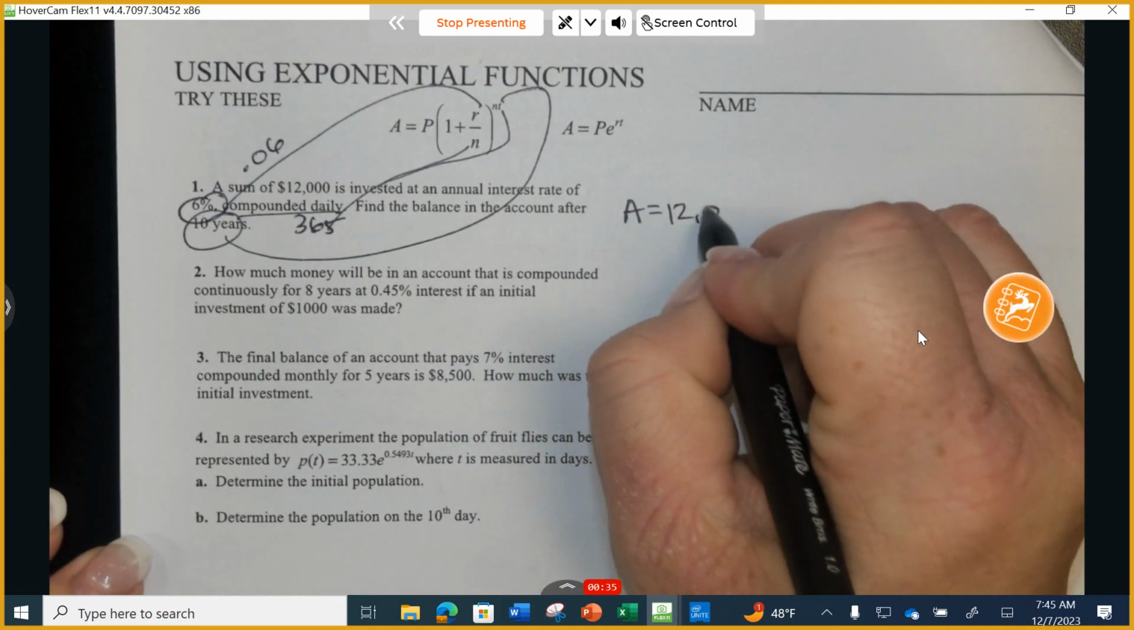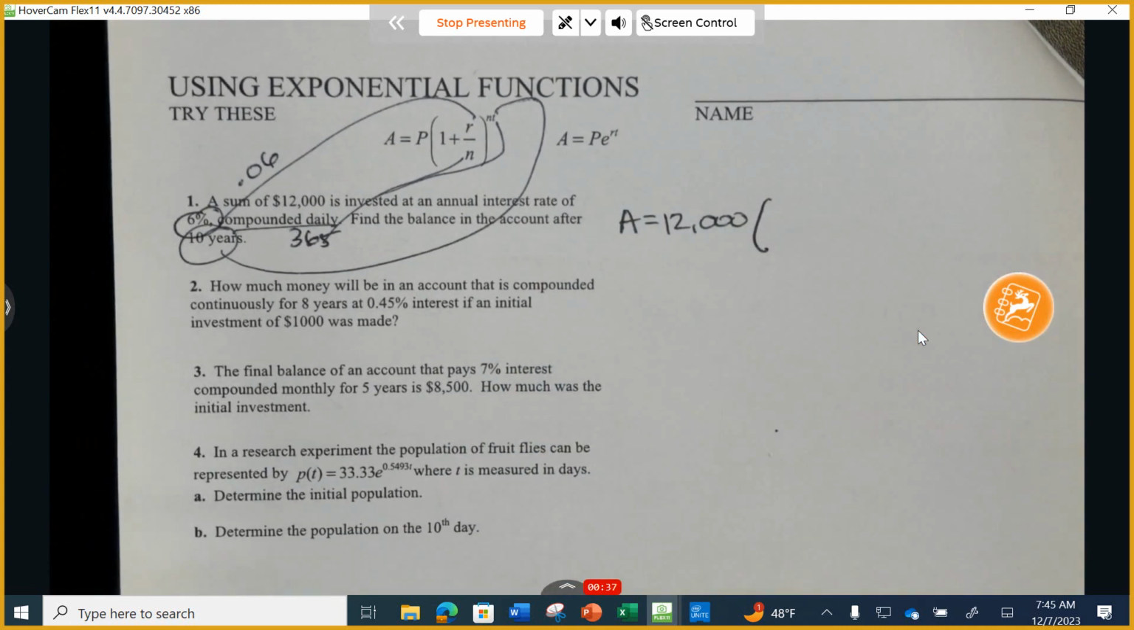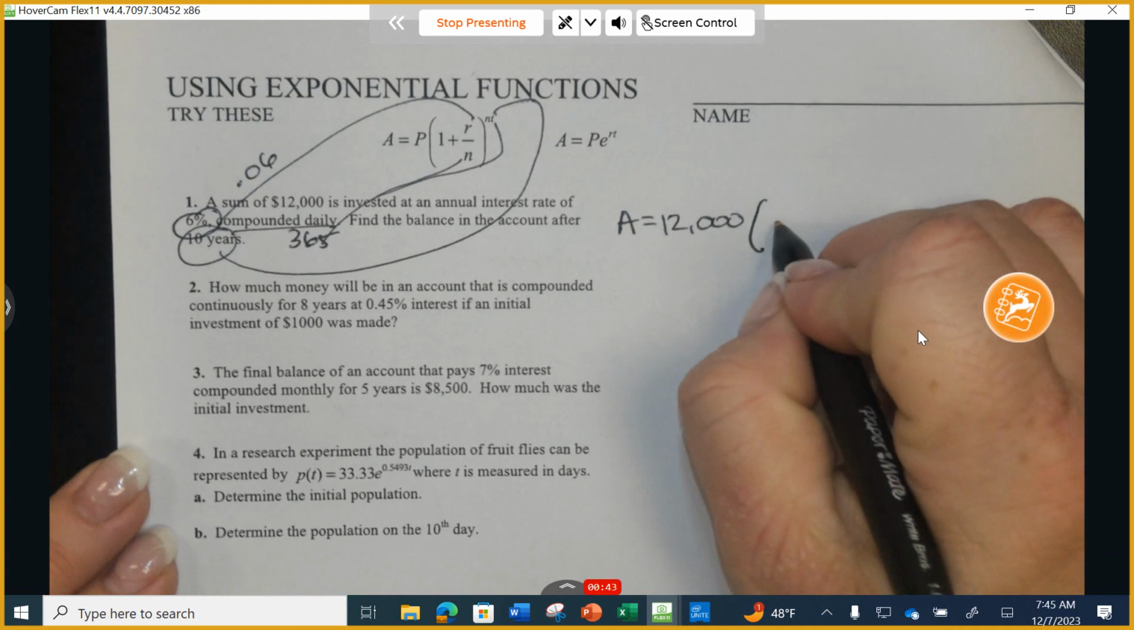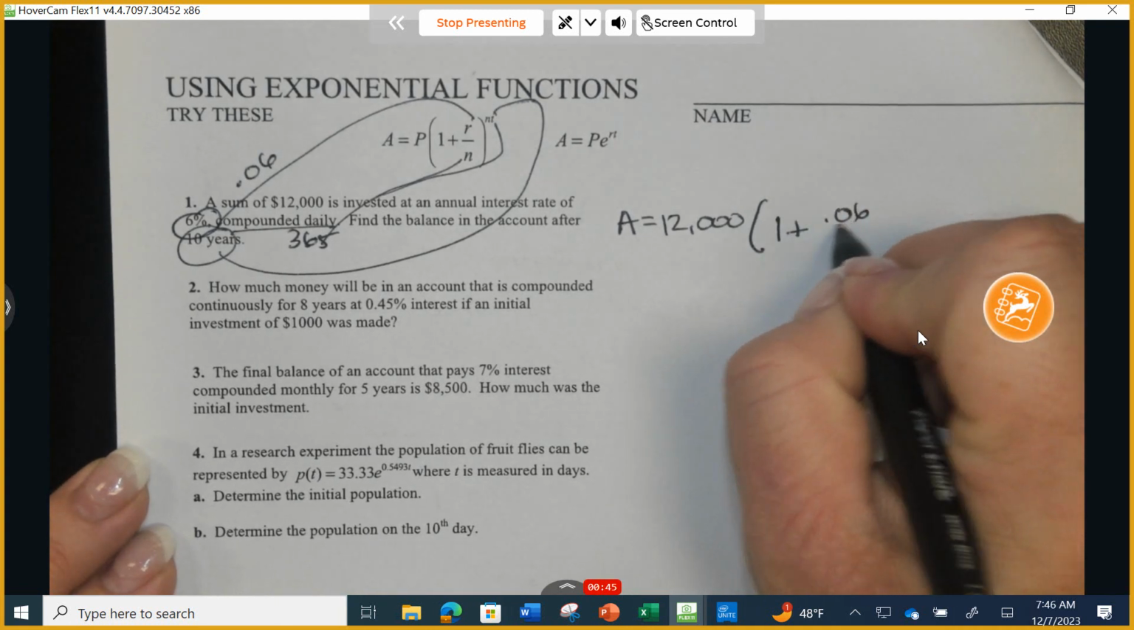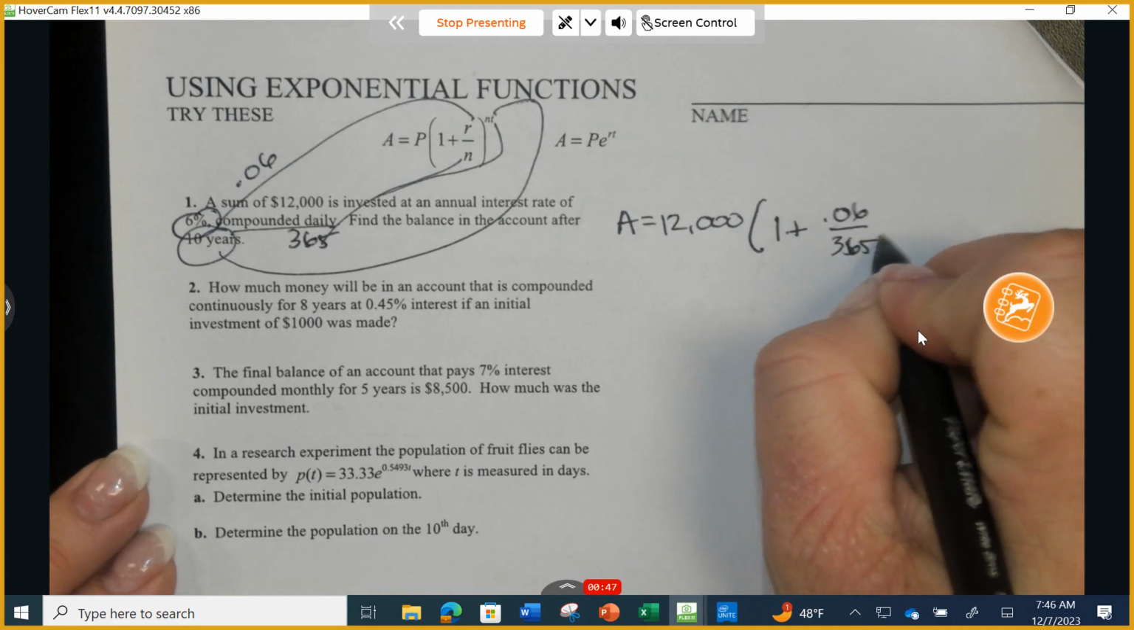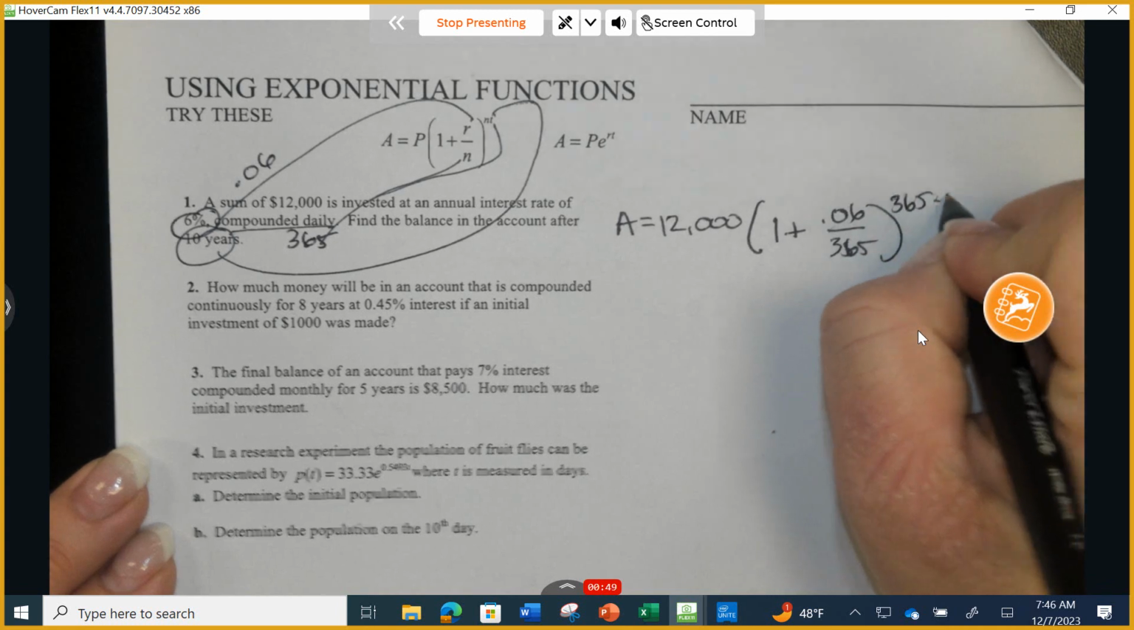I invest $12,000. Now, I do need to say this. If you give me a final answer without actually writing down what the formula looks like, I will not give you credit. So I have 1 plus 0.06 over 365 raised to the 365 times 10.